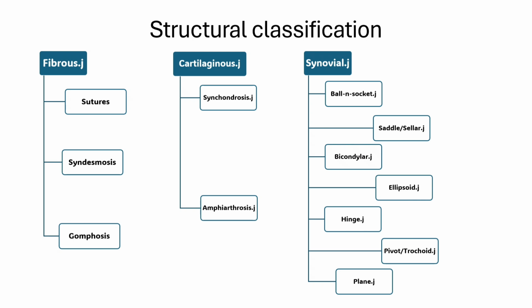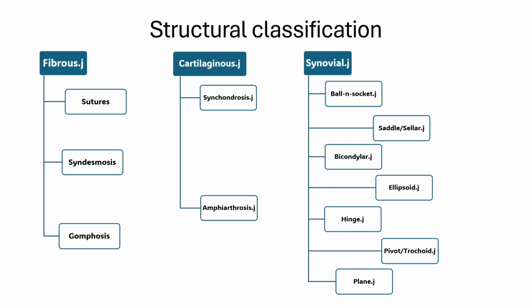Now coming to cartilaginous joint, there are two sub-classifications for it. The first one is a primary cartilaginous joint. They are also called synchondrosis. The second one is a secondary cartilaginous joint. The secondary cartilaginous joints are also called symphysis or amphiarthrosis.